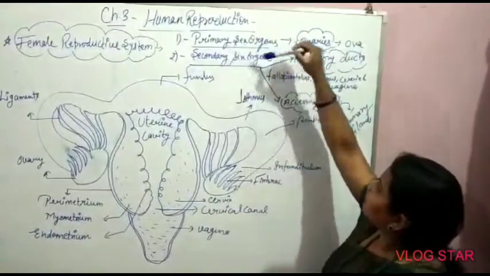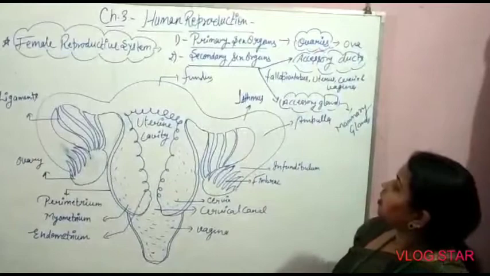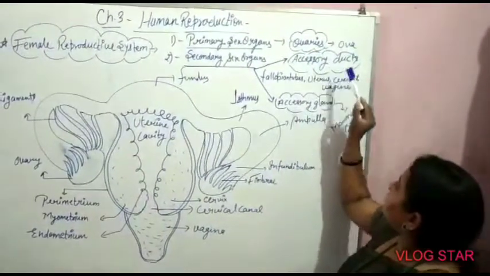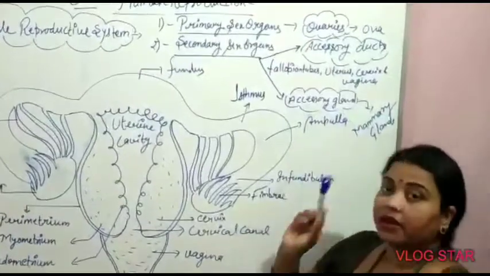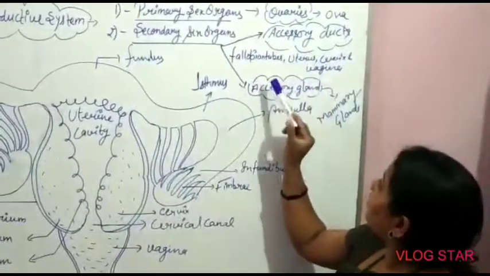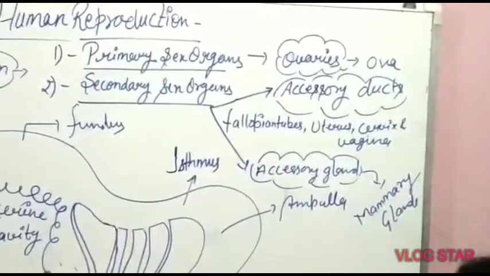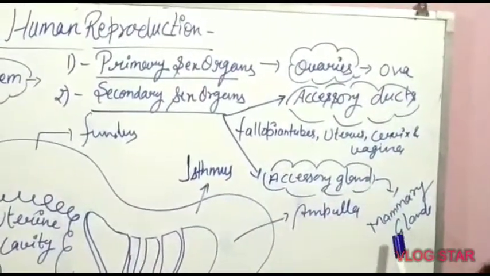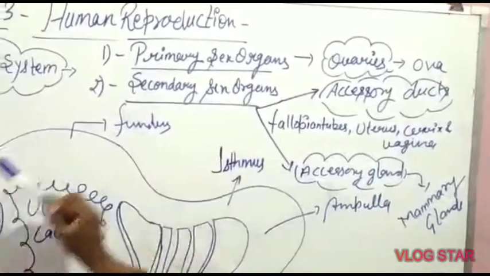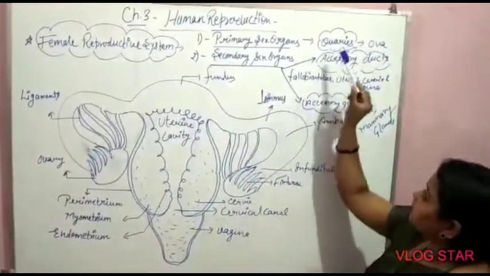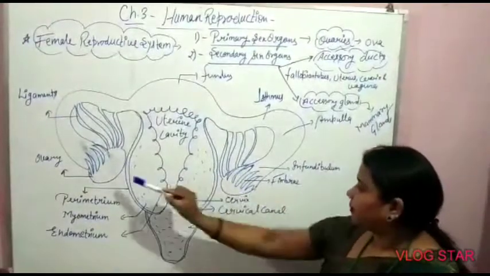Second is the secondary sex organs. Secondary sex organs are further divided into two parts. First is the accessory ducts and second is the accessory glands. These accessory ducts are the fallopian tubes, uterus, cervix and vagina, and the accessory glands are the mammary glands. This is the structure of the human female reproductive system, in which you can see first these are the ovaries.